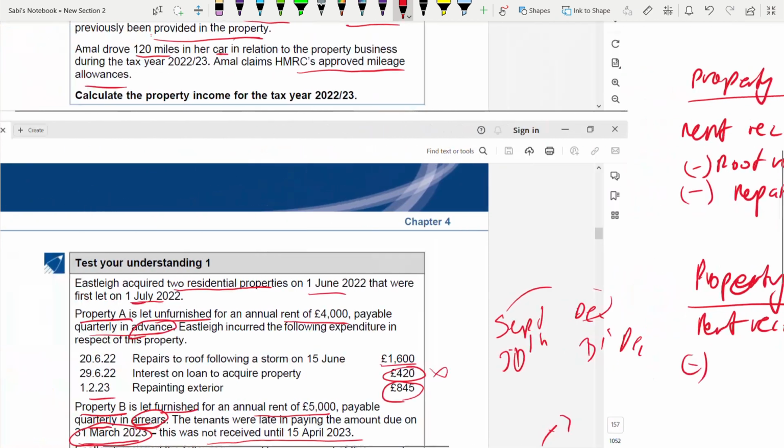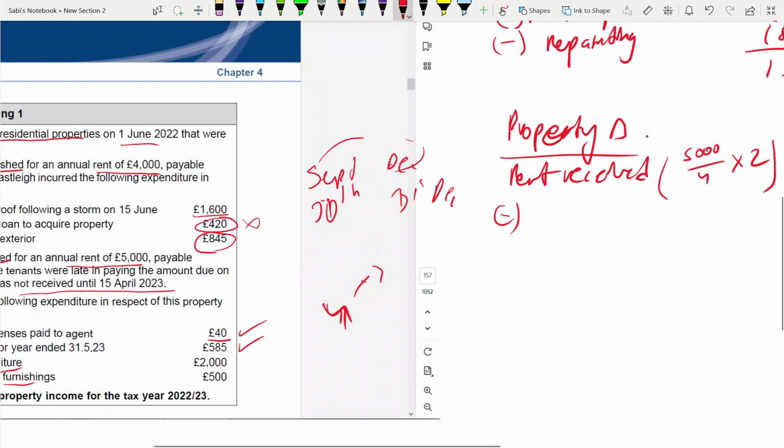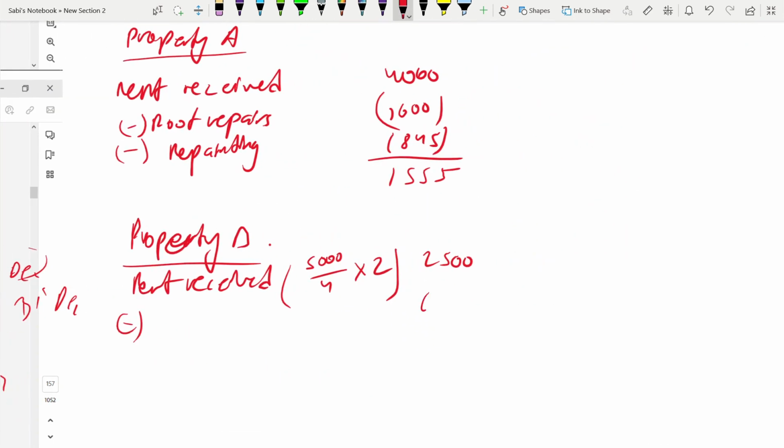Okay, remember, not everything is allowable. Letting expenses paid to agent, can we take 40? Yes, it is allowable. Insurance, can we? Yes, insurance also we can. What about the cost of furniture and cost of soft furnishing? You can't. Cost of furniture is a capital expenditure. Cost of soft furnishing, capital expenditure. You can't deduct. You understand? So only the first two you can deduct, which is 40 and 585 insurance, and you get 1875.